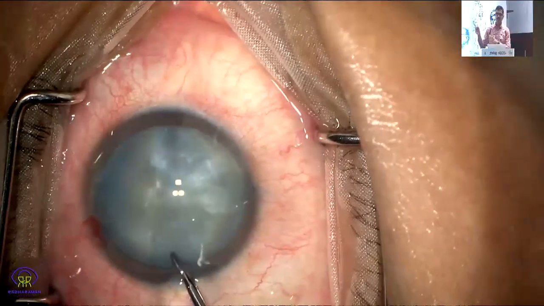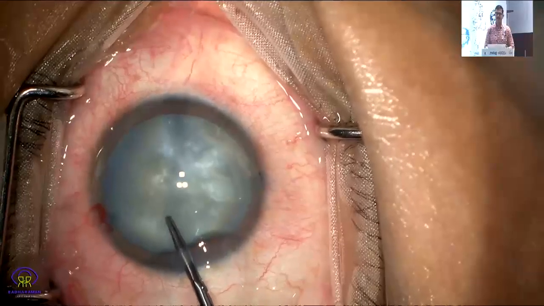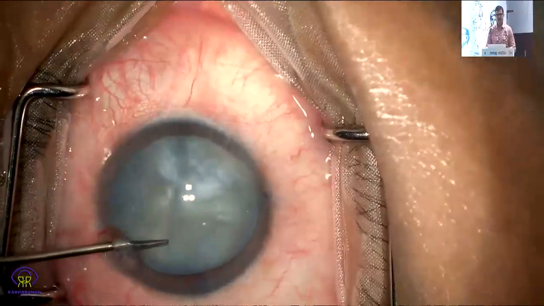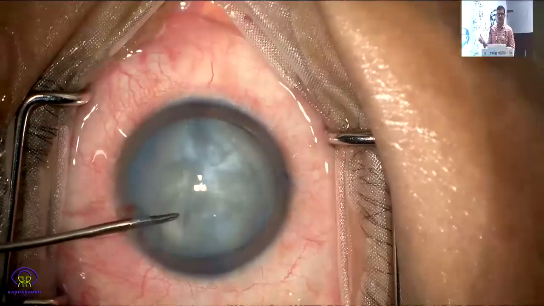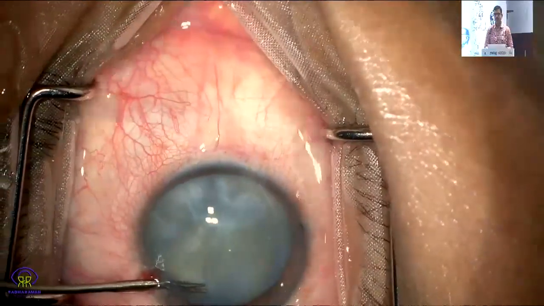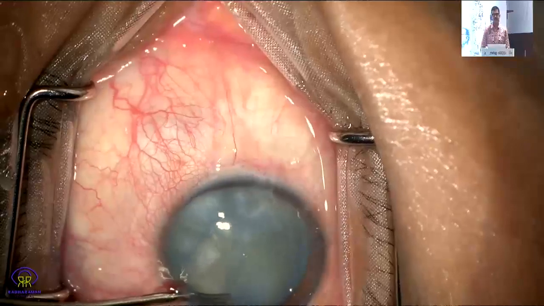Now, this was one patient who had come to me demanding spectacle independence. I had selected him for a trial too. I'm not saying that I have this sort of a cataract, but this sort of a cataract can also come to you demanding spectacle-free vision at all distances.